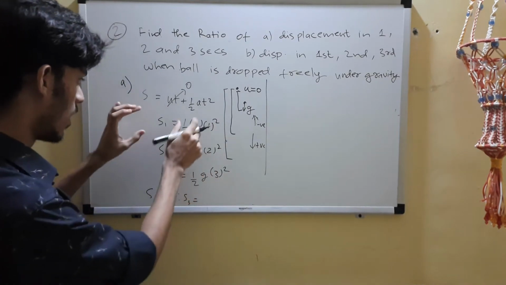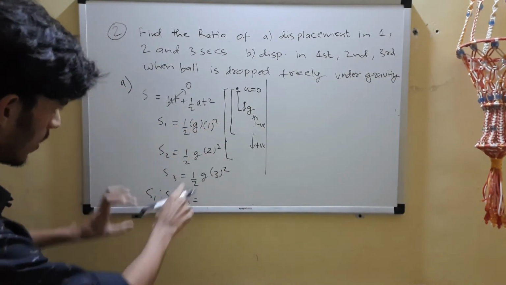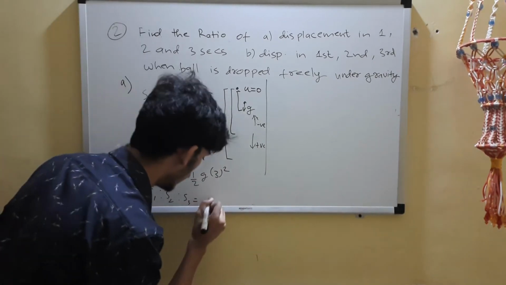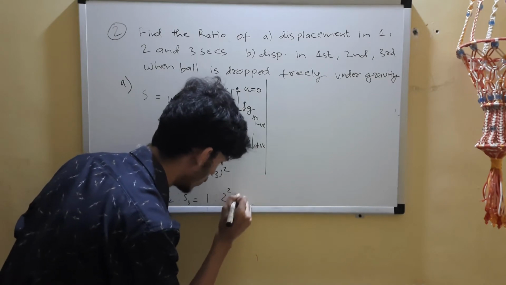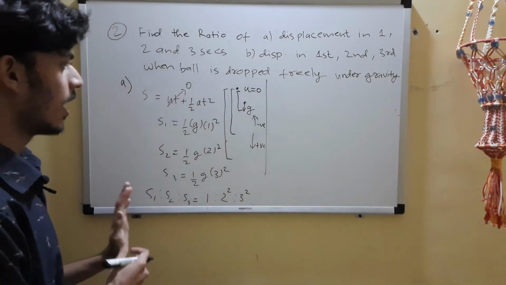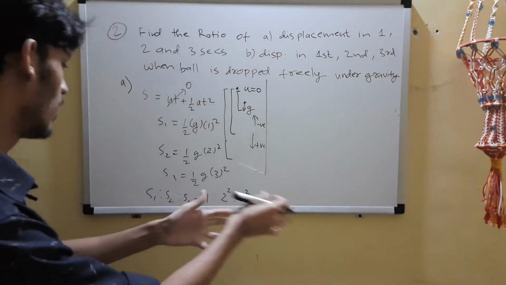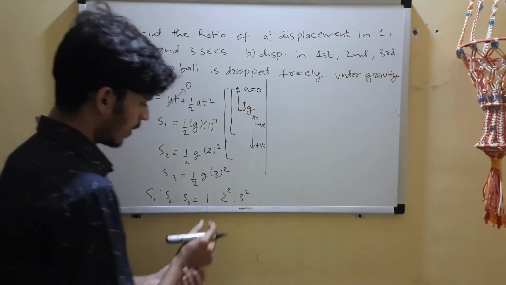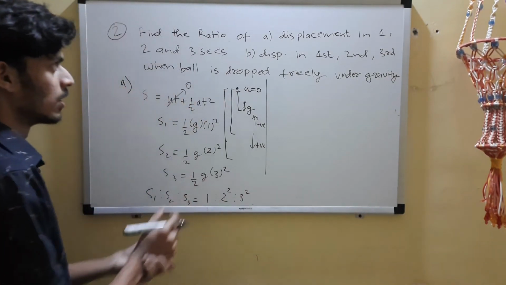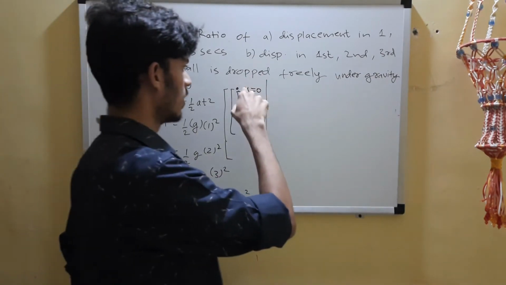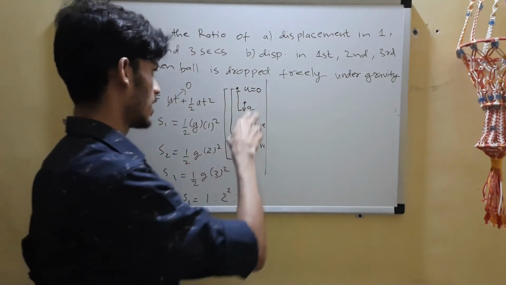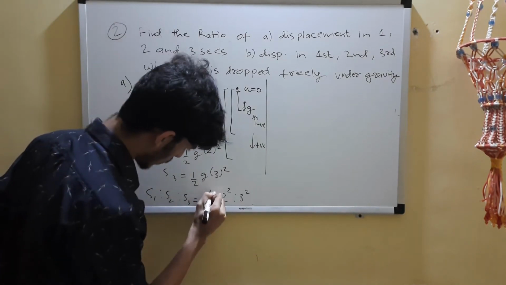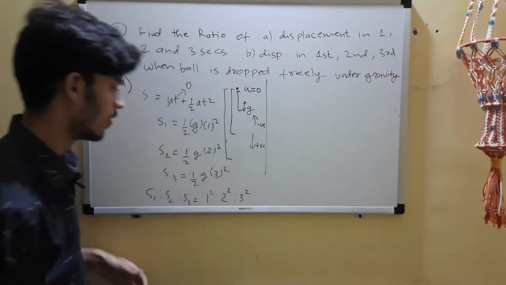You can see that half g, g by 2 will cancel. Everywhere there is g by 2, so that will cancel when you divide, and you will be left with 1 square, which is 1, 2 square, 3 square. And even if you had other seconds, 4, 5, 6, they will be in the ratio 4 square, 5 square, 6 square. Yeah. So every time they will be in the ratio of the squares. So displacement in first second, displacement in second, and displacement in third second are in the ratio 1 square, 2 square, 3 square.